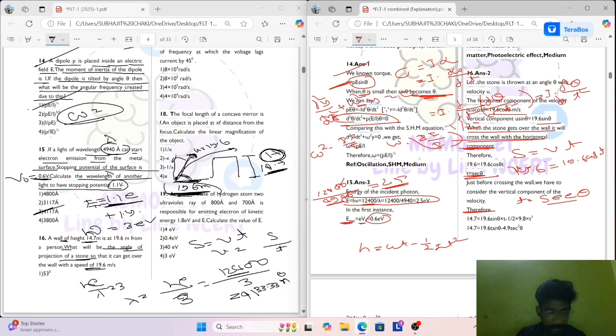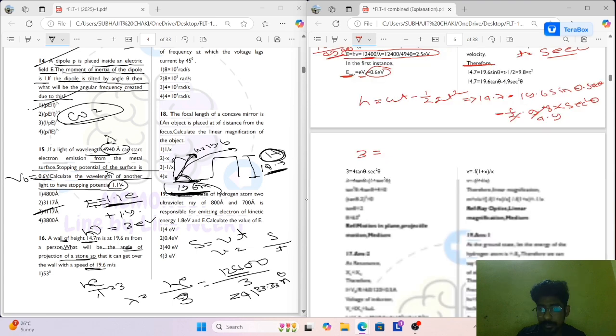Okay, so from this you can say this is 4.9, right? So take 4.9 common from all of this. What will you get? 4.9 times 3 is 14.7, and this will give 4 sine theta by cos theta, which means tan theta, minus sec square theta, right?